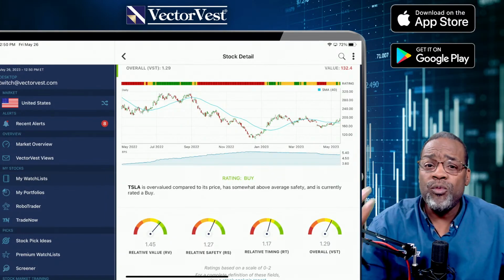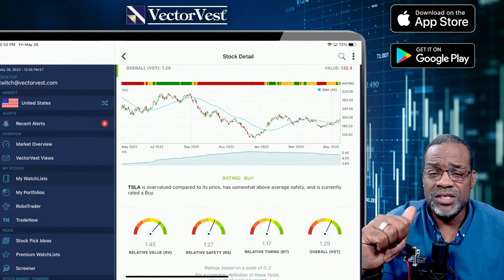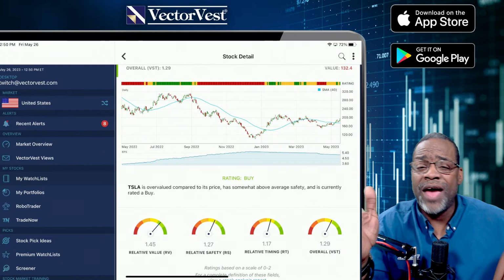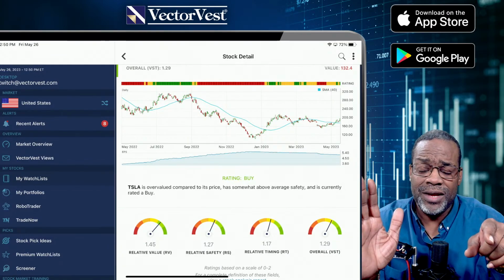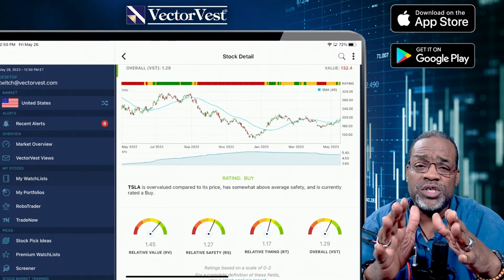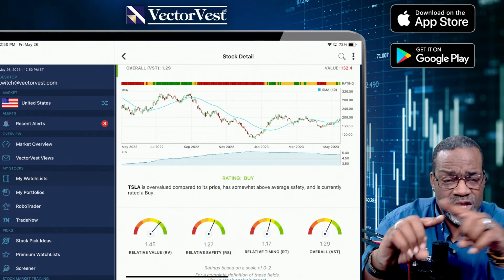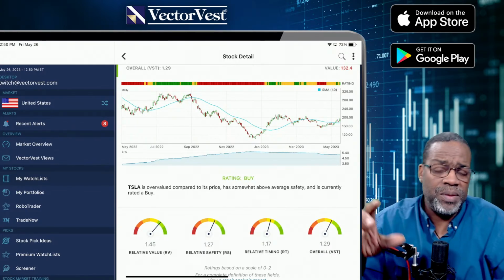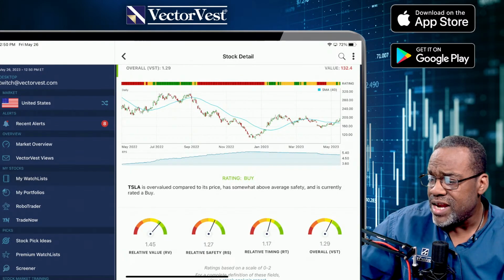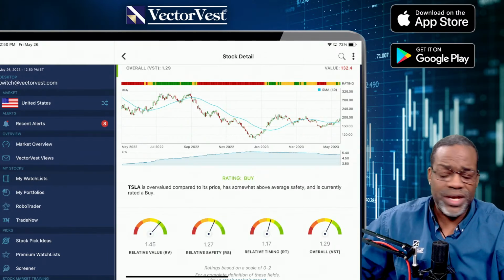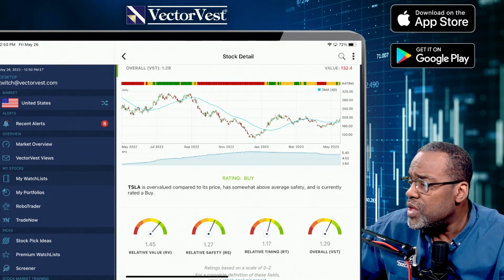But I will watch for candlestick formations. Is it a shooting star pattern, which should be followed by a down candle? Is it a gravestone doji? Is it a spinning top? I will look at candlestick formations to answer that question. But I'm not going to be afraid to buy a stock that's hitting a new high because it's doing exactly what I want it to do.